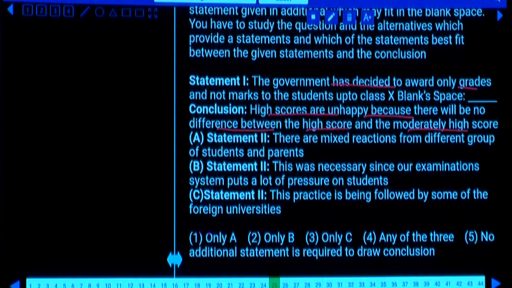Now sir, moderate score is around 93, but his high score is just 95. There is not much difference between these two, and this is the very basic reason why the government has completely decided to introduce this one.